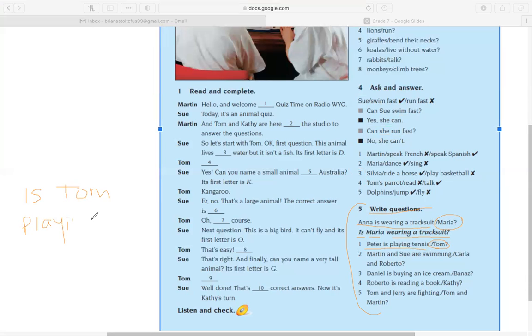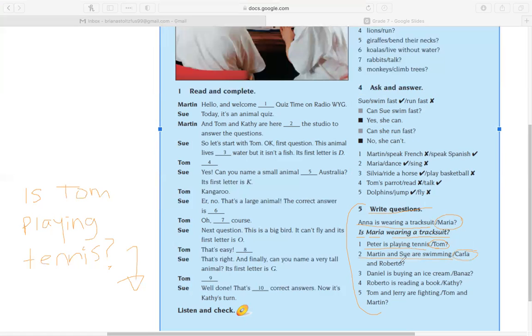And because we're using this present continuous, it means right now. It doesn't mean yesterday or tomorrow or every day. It means right now. Is Tom playing tennis? Okay, let's try number 2. Number 2 says, Martin and Sue are swimming.